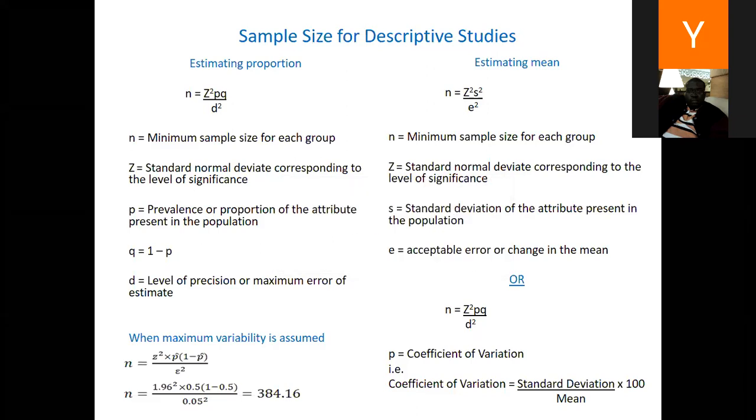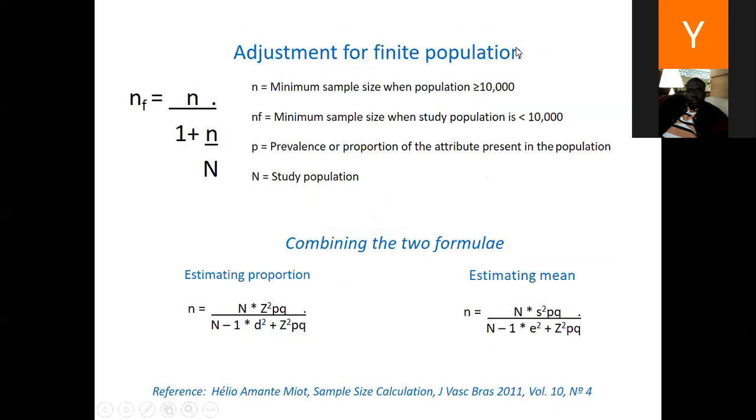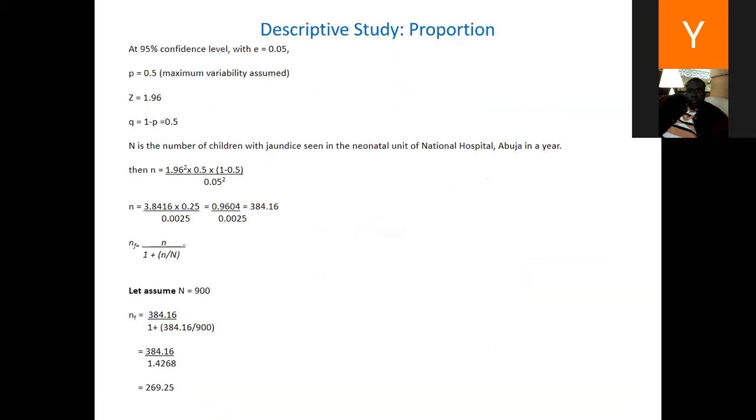So let us just proceed. What we do now, we start with descriptive, then proportion, and we also talk about adjustment for populations. All of those will be considered, and also try to adjust for non-response or attrition. All those things will be considered. Let's look at the first scenario here.